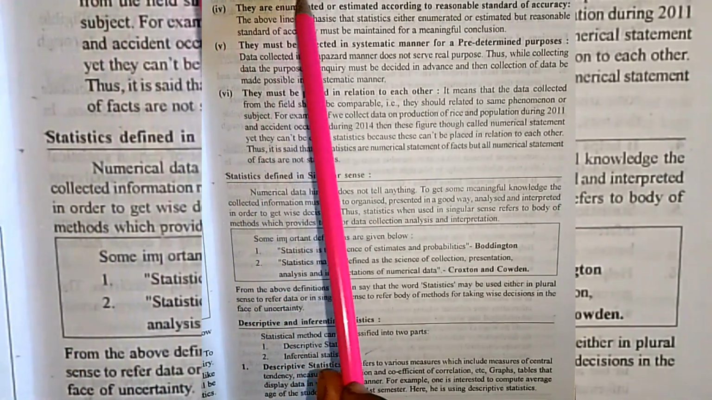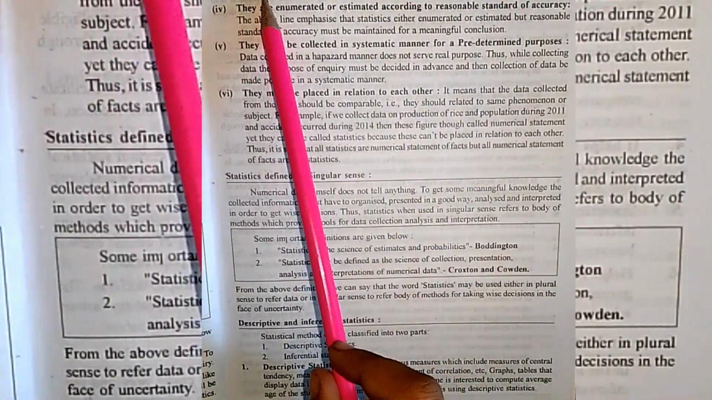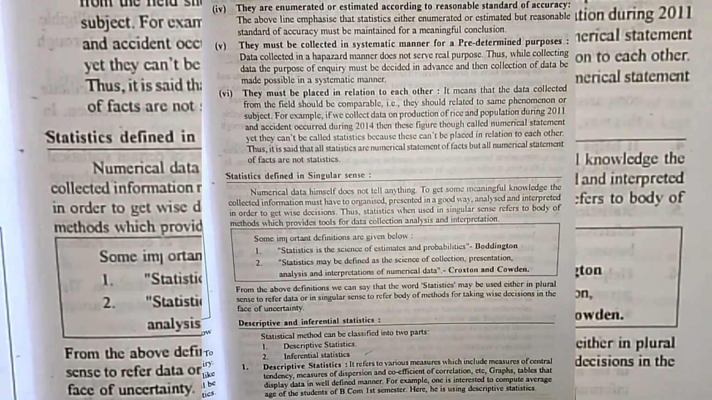Number 3: they must be expressed numerically. A statement which can be expressed in numbers forms a part of statistics. Thus, qualitative characteristics such as honesty cannot be expressed in numbers. Hence, such characteristics cannot be termed as statistics.